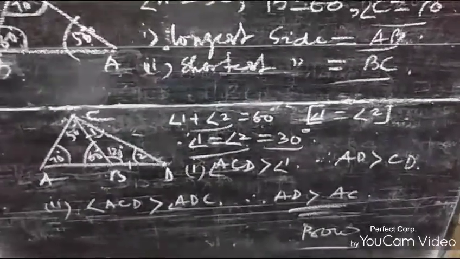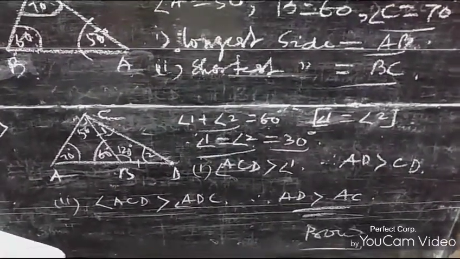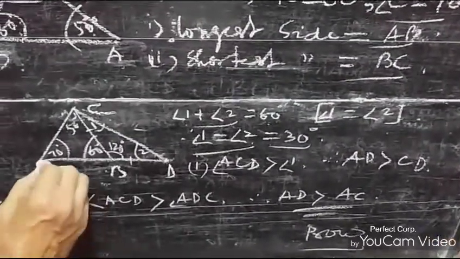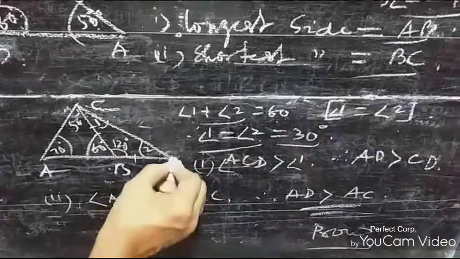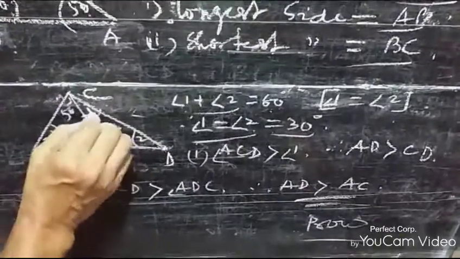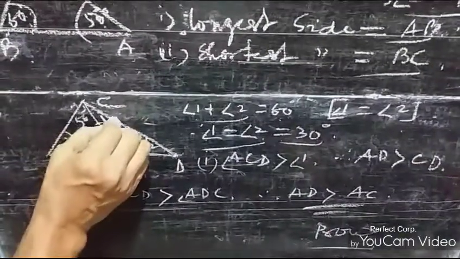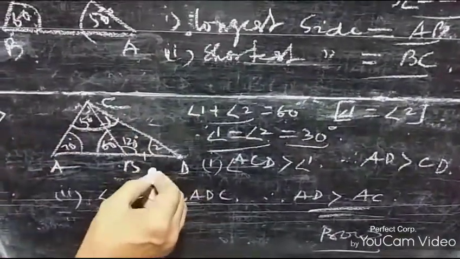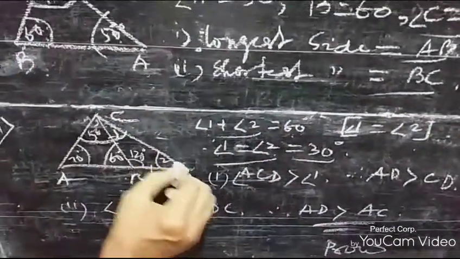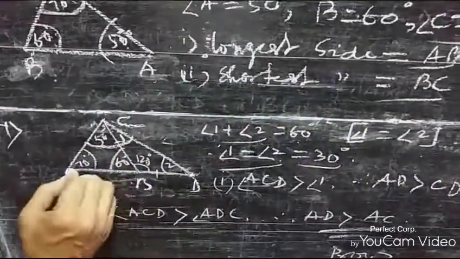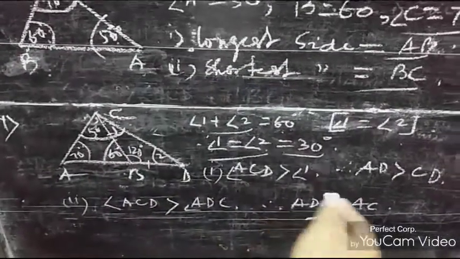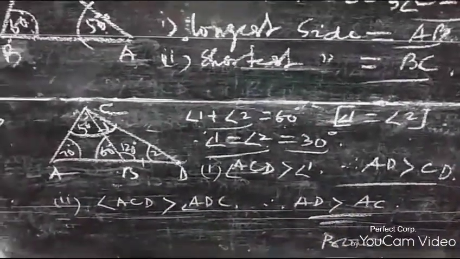Now it is given that AD is greater than AC, which means AD is greater than CD. See, this is 30 degrees and this is 50 degrees, total 80 degrees. Then this is 80 degrees and this is 70 degrees. Therefore, the side AD opposite to 80 degrees is greater than CD, which is opposite to 70 degrees. So in this way we can prove this one.